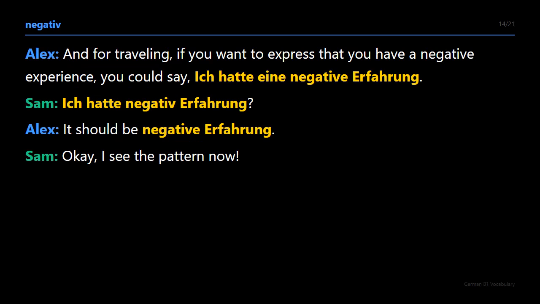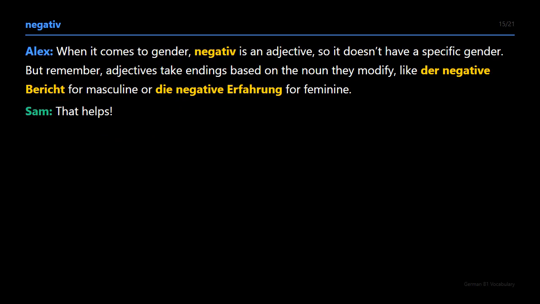Okay, I see the pattern now. When it comes to gender, negativ is an adjective, so it doesn't have a specific gender. But remember, adjectives take endings based on the noun they modify, like, Der negative Bericht for masculine or, Die negative Erfahrung for feminine.